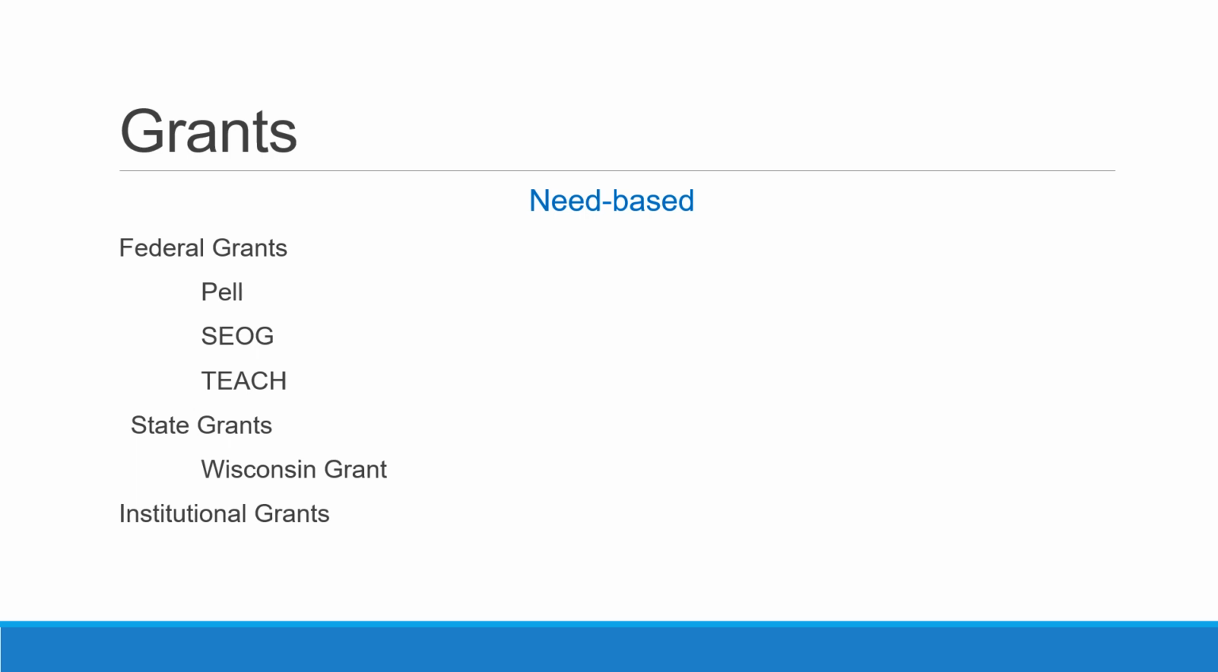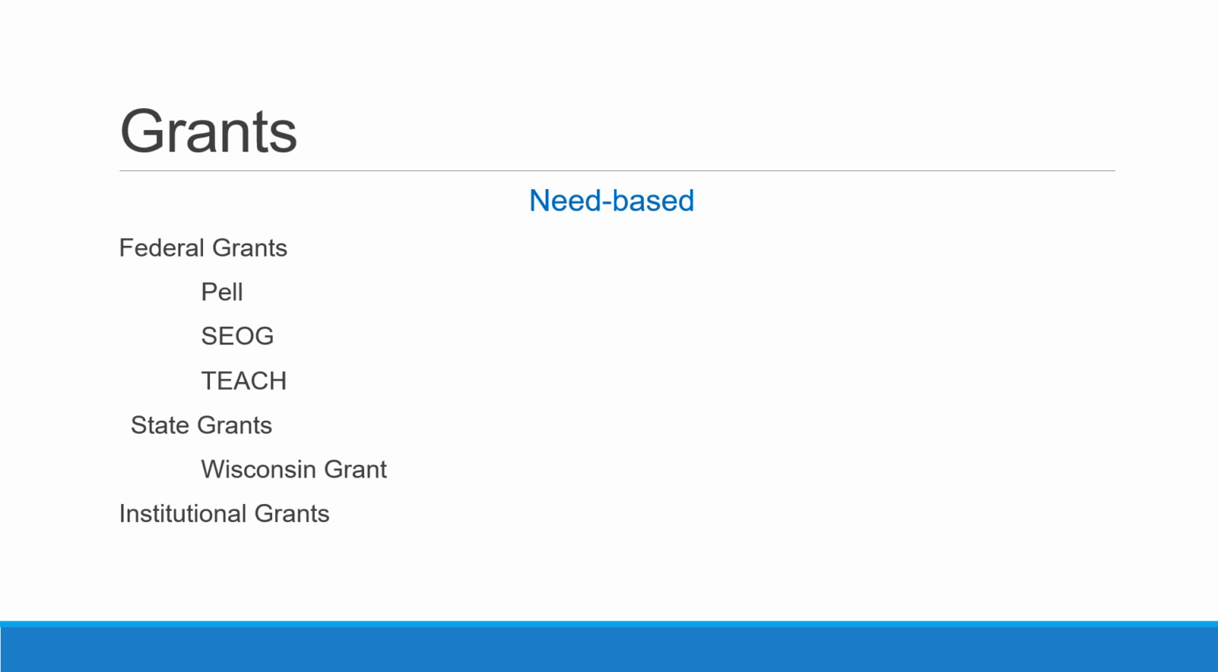The basic federal grant is the Pell Grant, and it is available for students with the highest financial need, an EFC of 5,712 or less. The maximum Pell Grant award is $6,345. SEOG, or Supplemental Educational Opportunity Grant, is a pool of funds given to a school to be awarded in addition to Pell Grant.